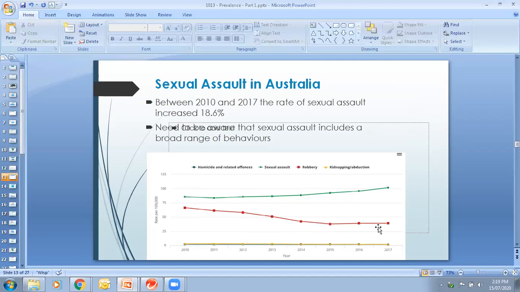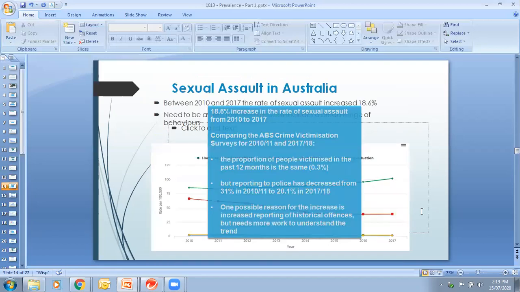Meanwhile, we can see this robbery line is coming down, and homicide and abduction are staying the same. So why is sexual assault going up? Well, the proportion of people victimised in the past 12 months is the same. It's the fact that reporting to police has decreased.